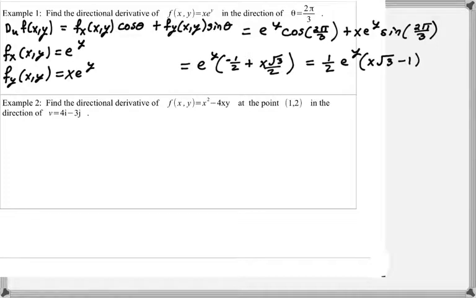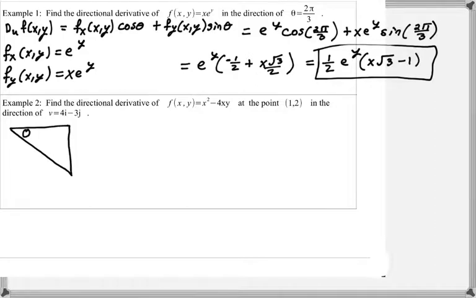Okay. Let's do another example, and this one will be a little bit more concrete. We won't just have a generic directional derivative. This is example 2, so we're going to find the directional derivative of f(x, y) = x squared minus 4xy at the point (1, 2), in the direction of the vector 4i minus 3j. So 4i minus 3j is going to be a vector in quadrant 4. We'll use the Pythagorean theorem to find the hypotenuse.